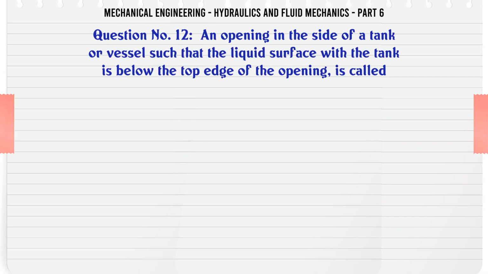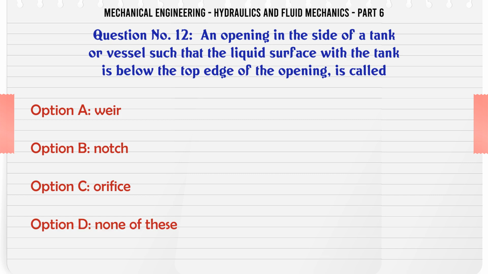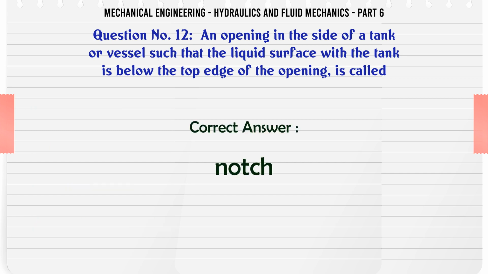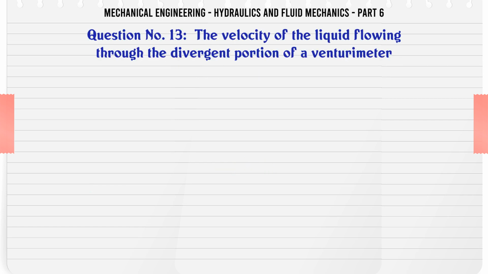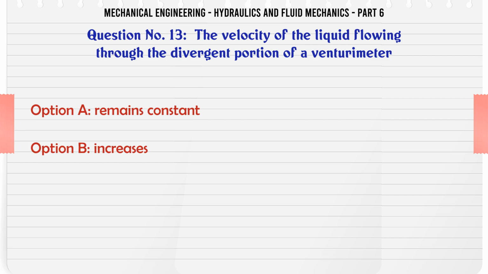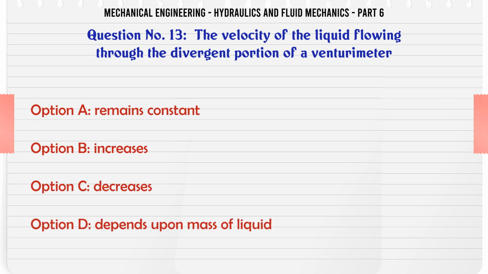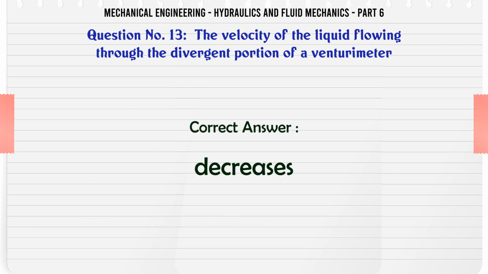An opening in the side of a tank or vessel such that the liquid surface within the tank is below the top edge of the opening is called A. Weir. B. Notch. C. Orifice. D. None of these. The correct answer is notch. The velocity of the liquid flowing through the divergent portion of a venturimeter A. Remains constant. B. Increases. C. Decreases. D. Depends upon mass of liquid. The correct answer is decreases.